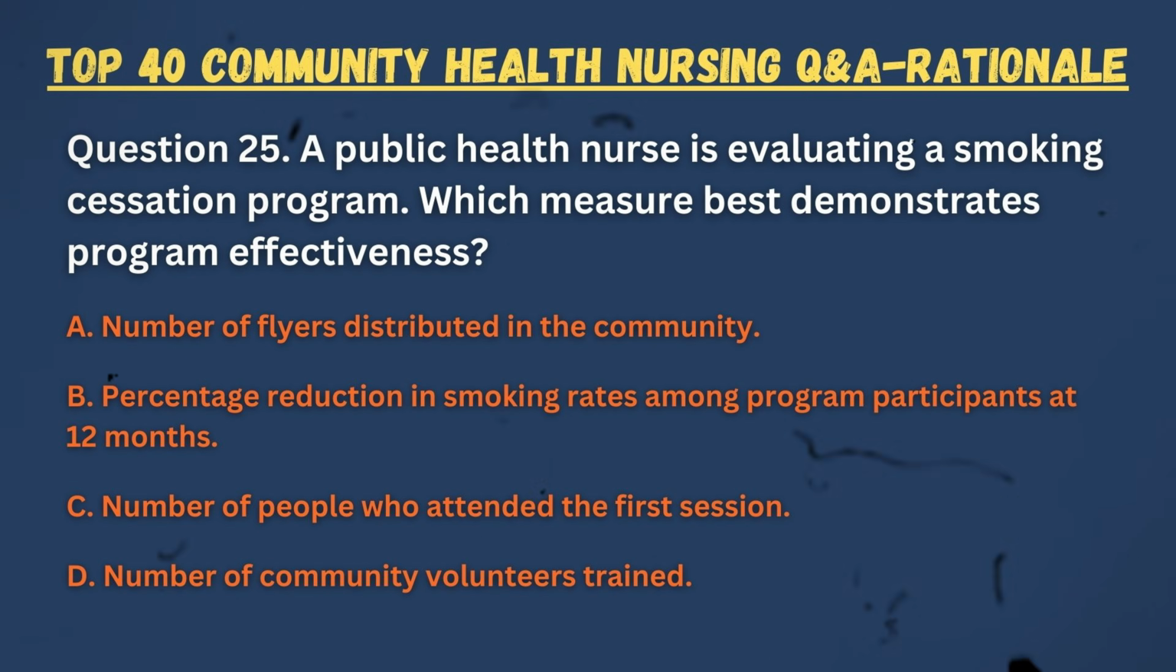Question 25. A public health nurse is evaluating a smoking cessation program. Which measure best demonstrates program effectiveness? A. Number of flyers distributed in the community. B. Percentage reduction in smoking rates among program participants at 12 months. C. Number of people who attended the first session. D. Number of community volunteers trained.